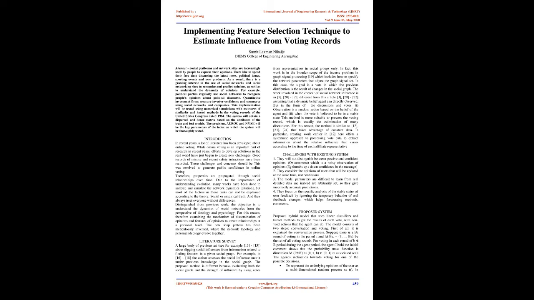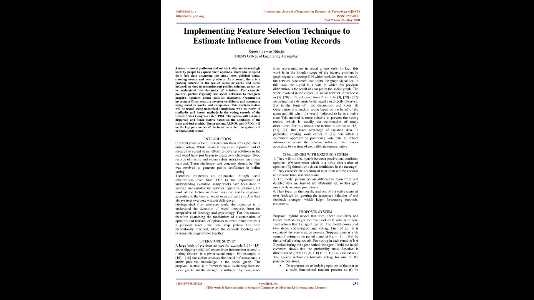Literature survey. A large body of previous art, see for example [13-15], is about mining social influences from information related to finding features in a given social graph. For example, in [16-18] the author assesses the social influence matrix under previous knowledge in the social graph. The proposed method is different because it evaluates both the social graph and the strength of influence by using votes from representatives in social groups only.